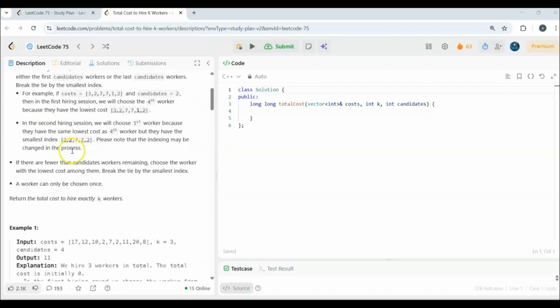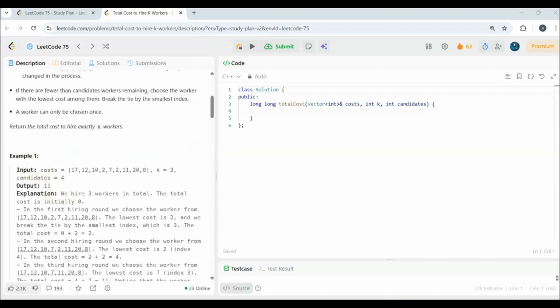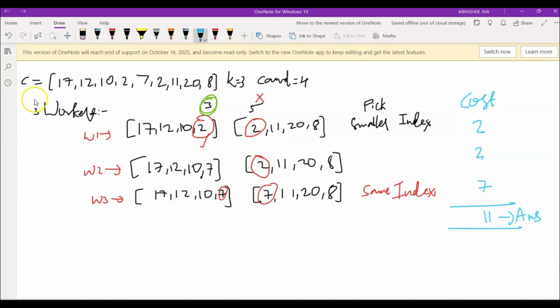Let's understand this problem statement with the given example. Here I have written the first example, with the costs array and the k value, which means we'll conduct 3 hiring sessions and select 3 workers, and the candidates group size would be 4. Since we need 3 workers, we'll start by grouping the candidates from the first and also from the last. We'll have 3 sessions and hire the worker with the lowest cost, and if the costs are the same, we'll pick based on the smaller index.